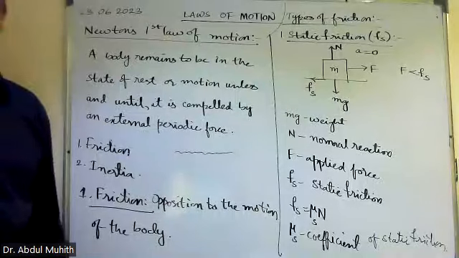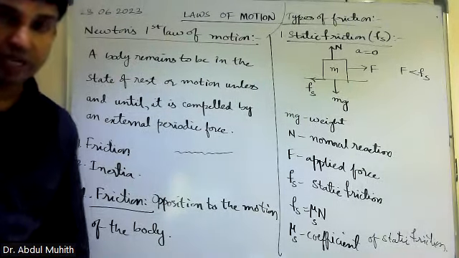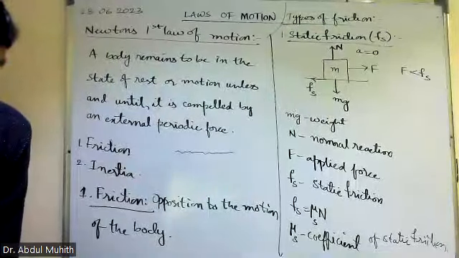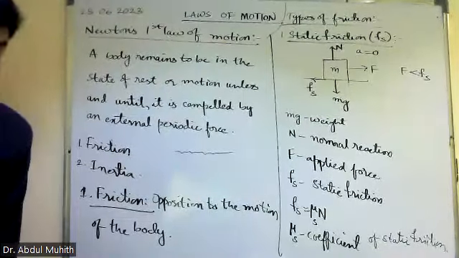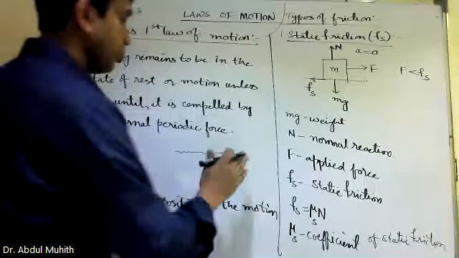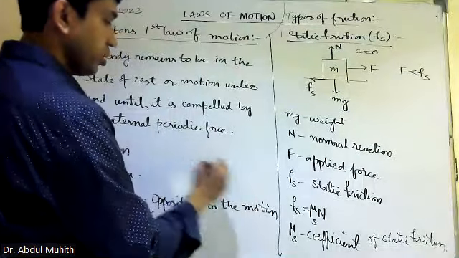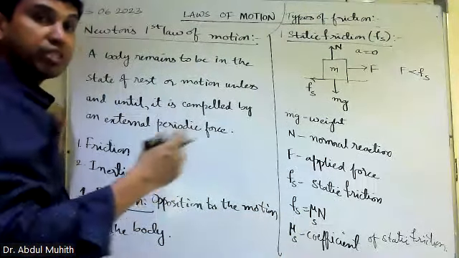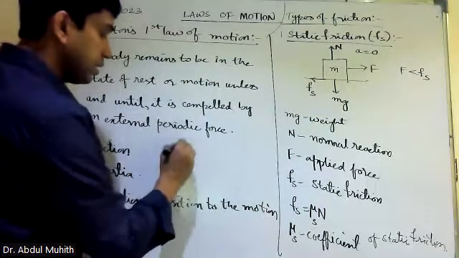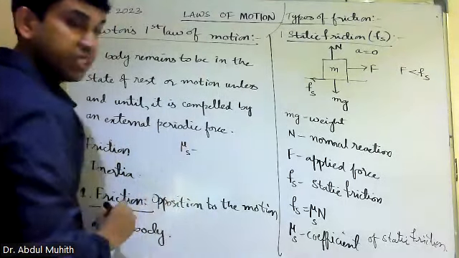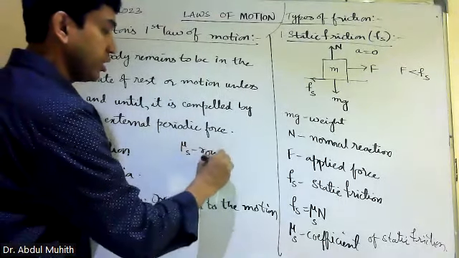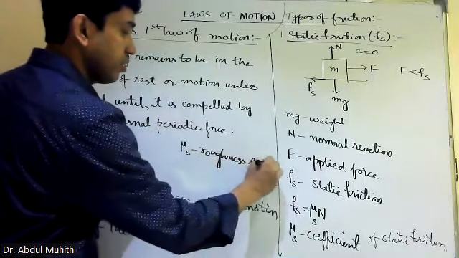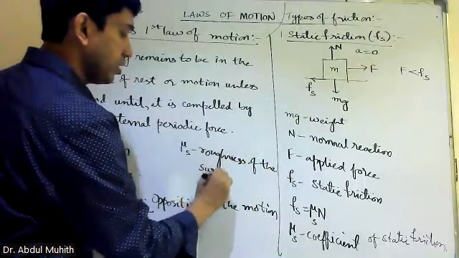Fs is equal to mu s into N. Mu s is the coefficient of friction. It doesn't have any unit. It speaks about the roughness of the surface, about how rough it is. Is it clear?